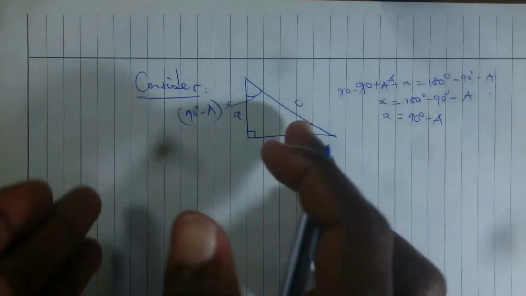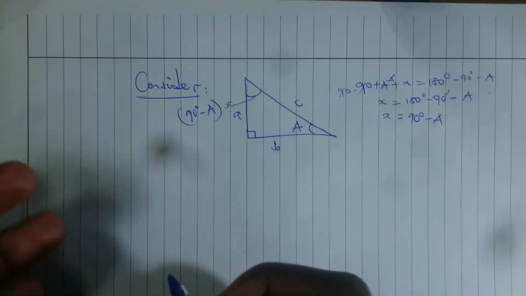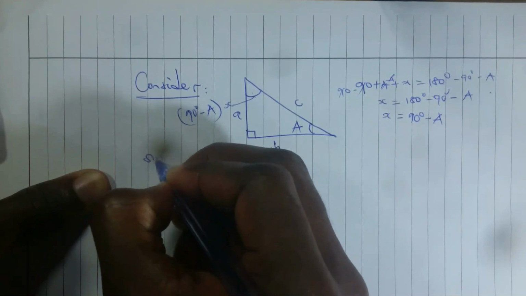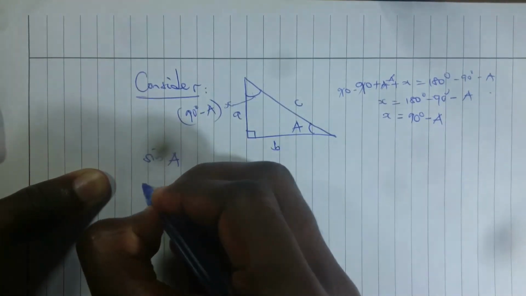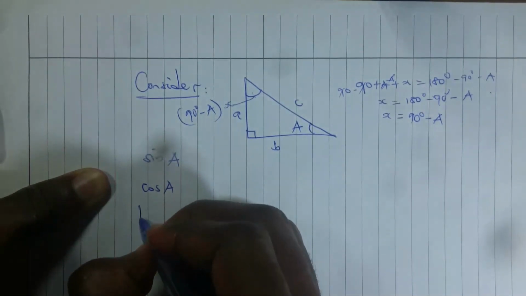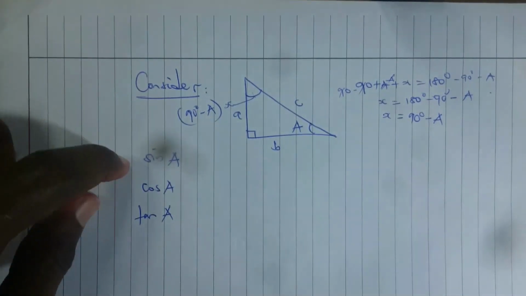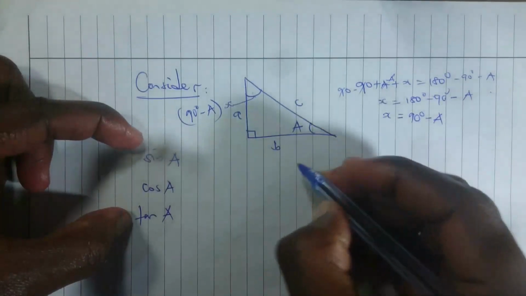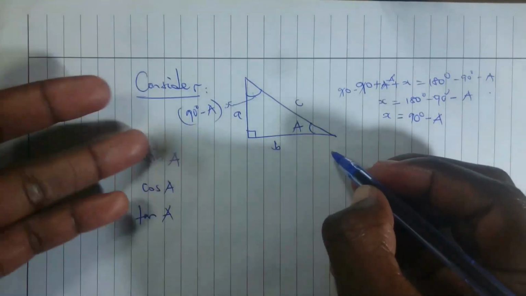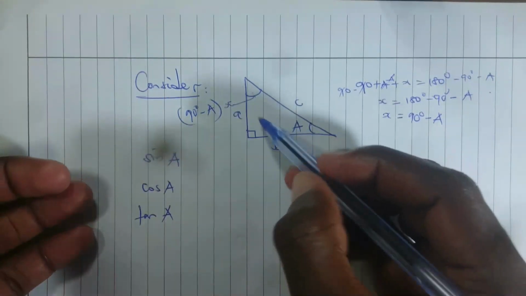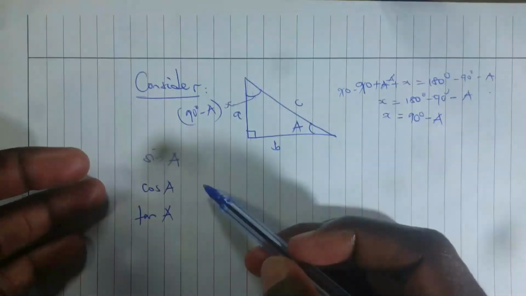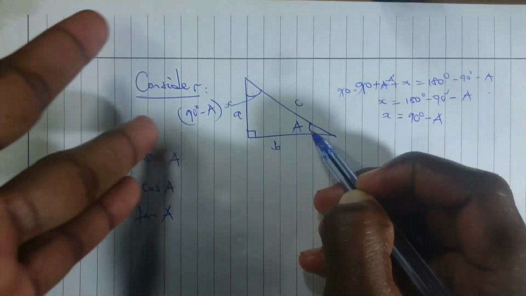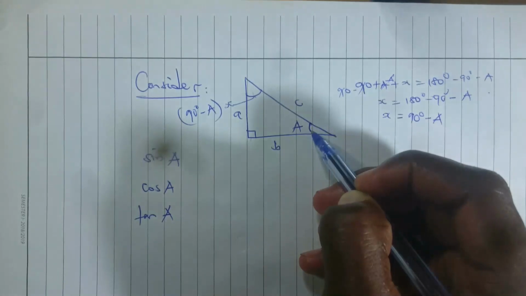Now we need to get the trig ratios: sine, cos and tan. We need to get the sine of a, cos of a, tan of a. Let's use something to make us recall the formula, because sine is given by opposite out of hypotenuse. When we are at this angle, you need to be careful of which side is the adjacent and which side is the opposite.